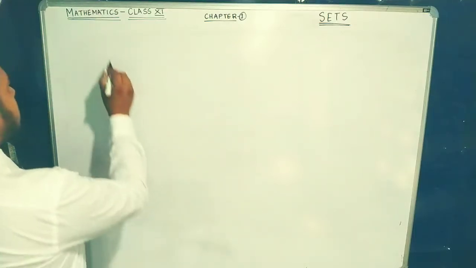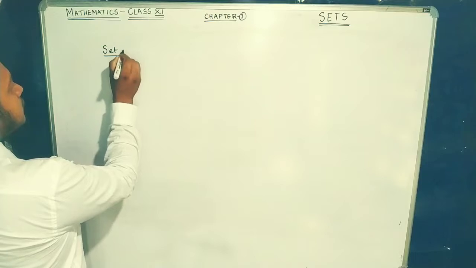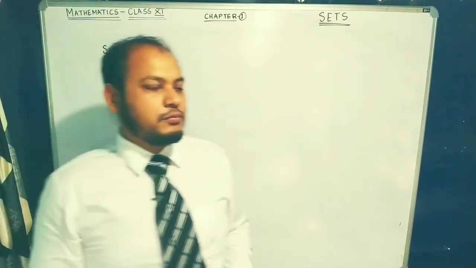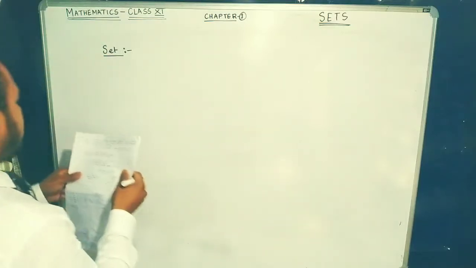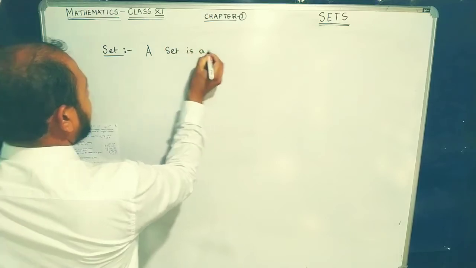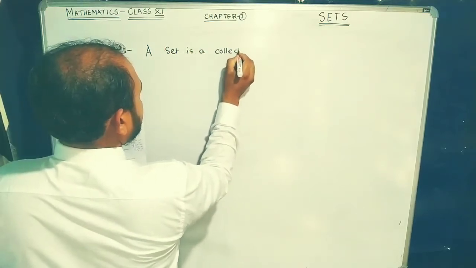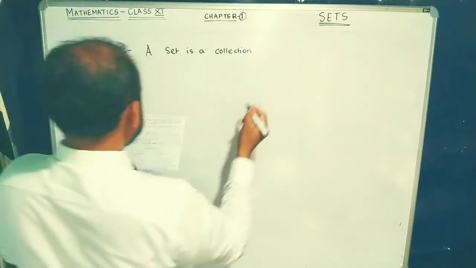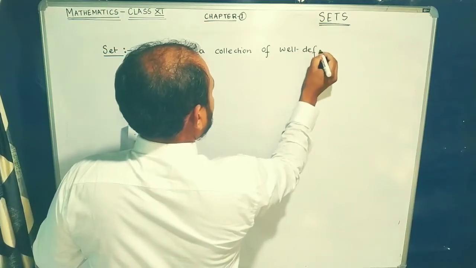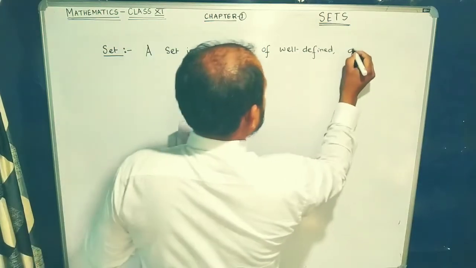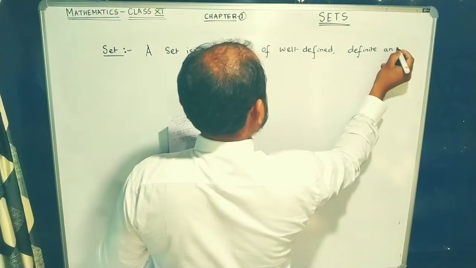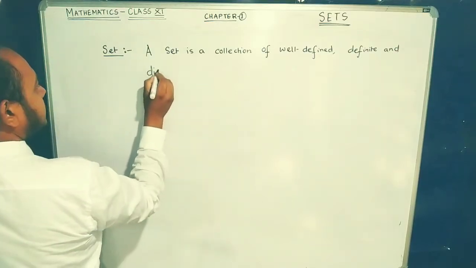What is a set first of all? Well, a set is a collection of distinct and well-defined objects. So let me first define it. A set is a collection. Collection of what? It is a collection of well-defined, definite and distinct objects.